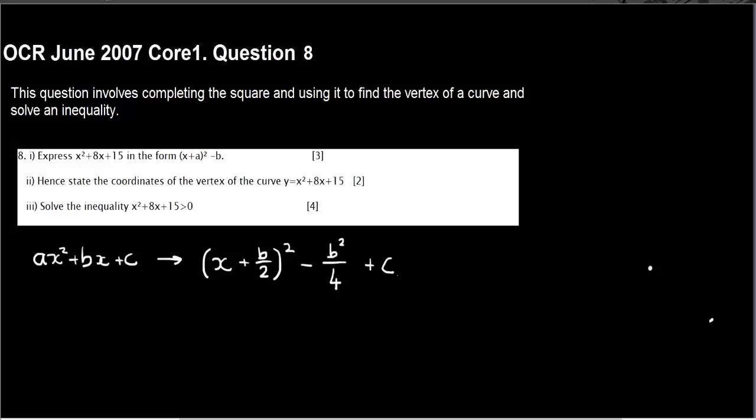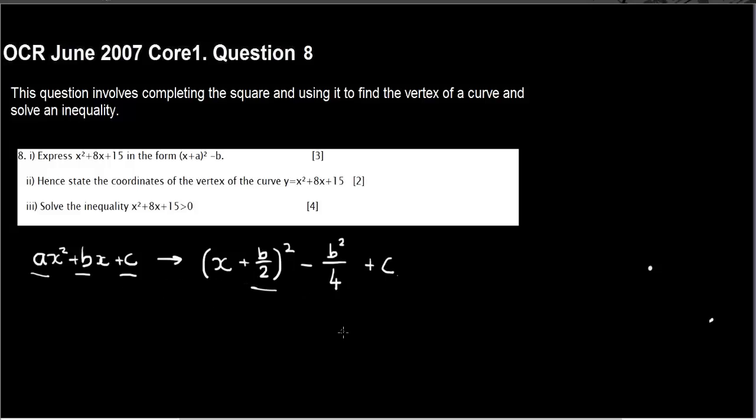So first of all, if we recall that to complete the square, if we have an expression such as ax squared plus bx plus c, then to complete the square we can say x plus b over 2 all squared, minus b squared over 4. Well, b squared over 4 is b over 2 all squared. It's a simple way of putting it, plus the constant term. So that's the completed square version.